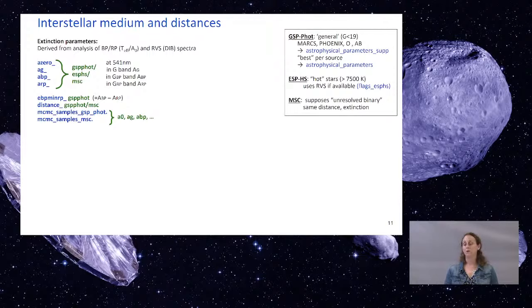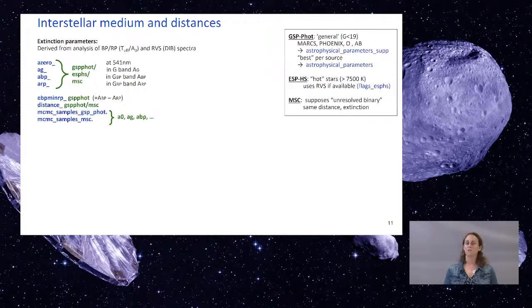You will find these results for 3 different modules: GSP-Phot, ESP-HS, and MSC. On the right, I give you a brief overview of the differences between these modules. GSP-Phot is the general parameterizer, which analyzes all sources to 19 magnitude. It analyzes the results using 4 different models, and these are provided in the astrophysical parameters supplementary table, whereas the best result per source is found in the astrophysical parameters, and it is also copied to Gaia source for convenience to the users.